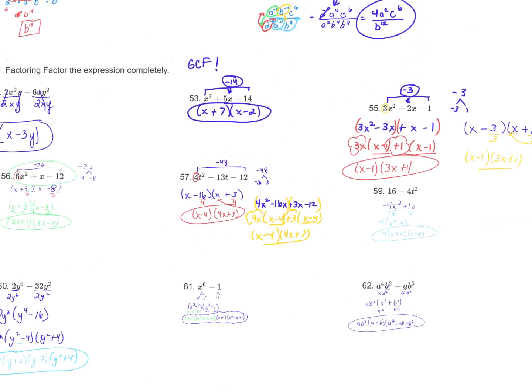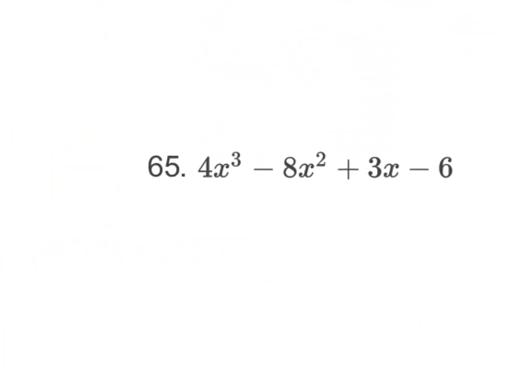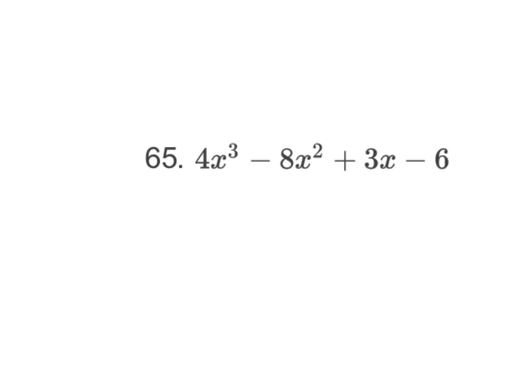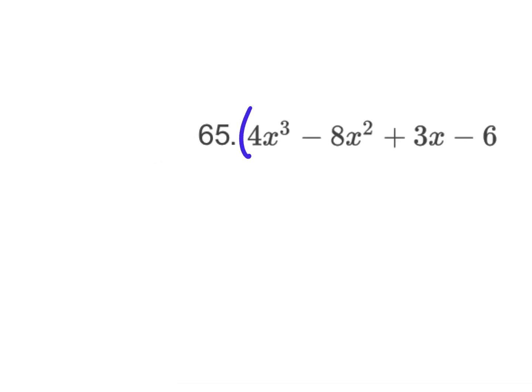All right, now we're moving along to 65. What do you guys notice about 65? How's this one different? Well, there happens to be 4 terms. So again, we're going to look for a GCF. Is there a letter and or a number that you can take out of all 4 terms? And the answer is no, but I can group these first 2 and I can group the second 2.